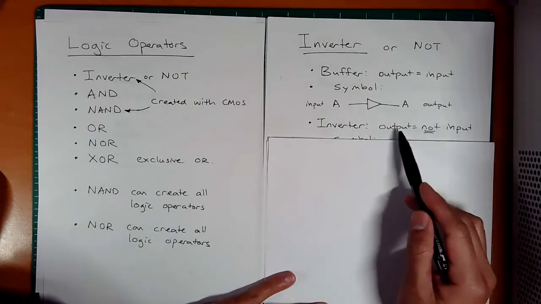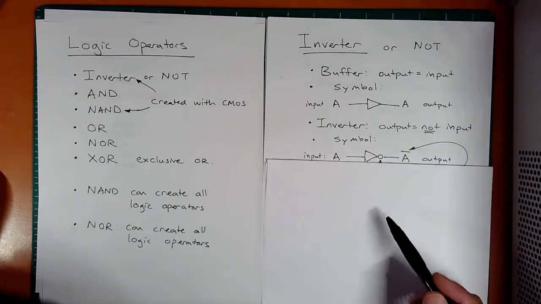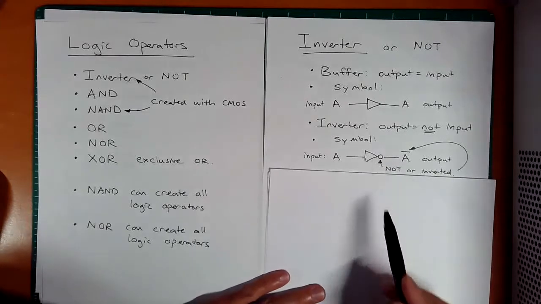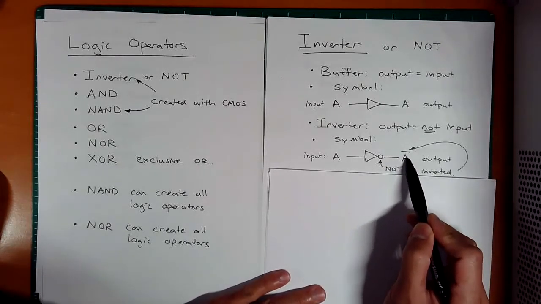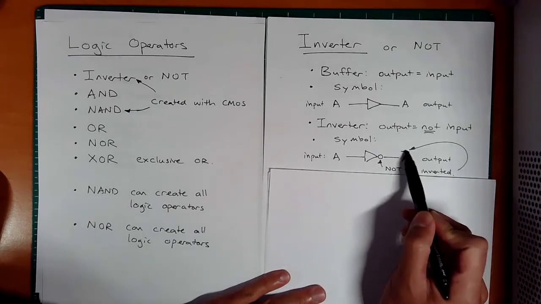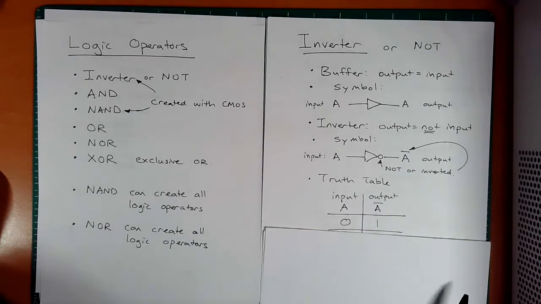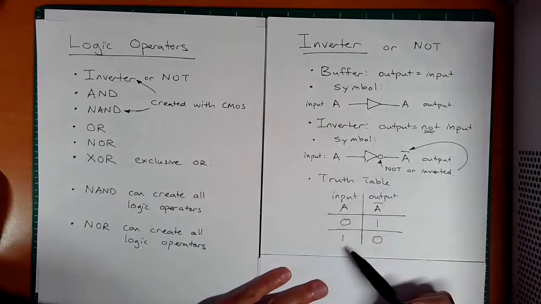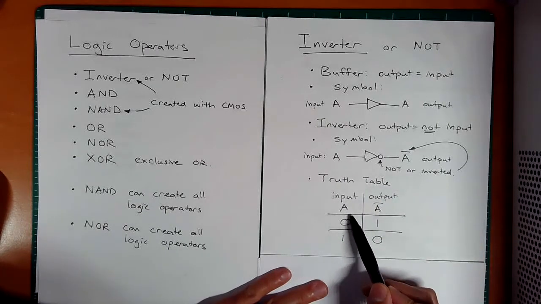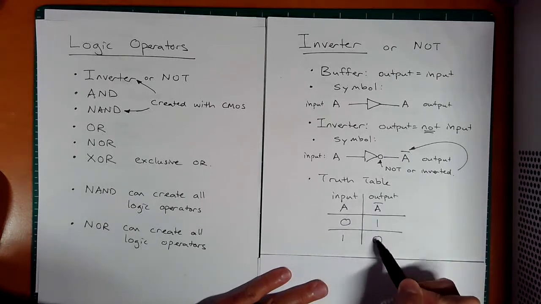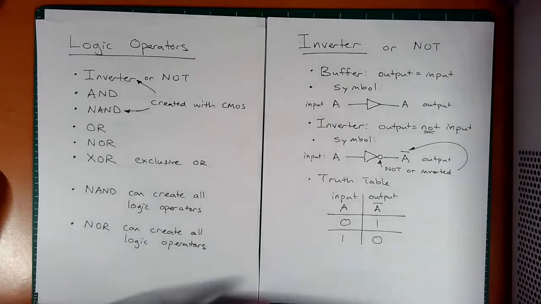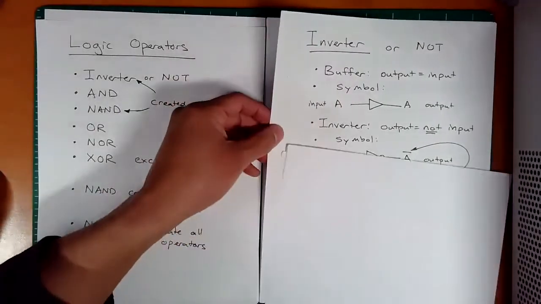Now, inverter, or the output is not the input. The symbol has the little bubble like we talked about last time. And what we do is we add a little bar on the algebra here to show that this is also inverted. The truth table, if I'm going to write the formal truth table, if you have the input A, and these are the two binary inputs, 0, 1, then the output is just 1, 0, just completely opposite. Super simple, right?